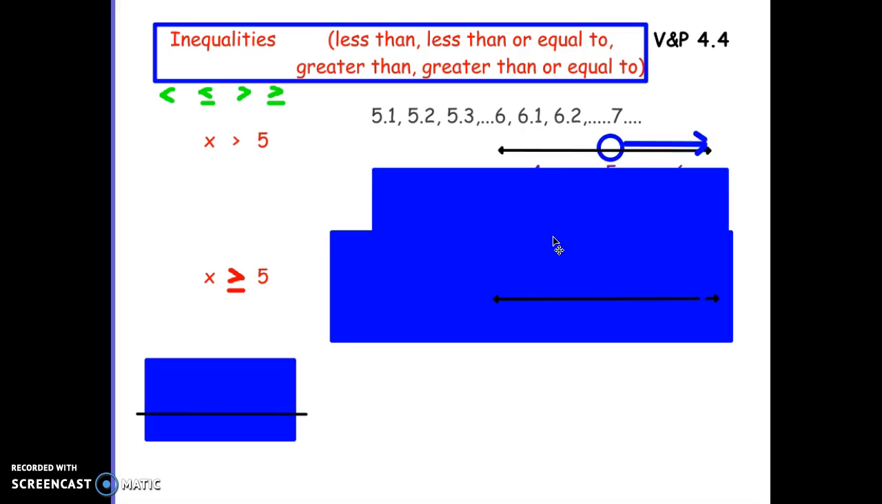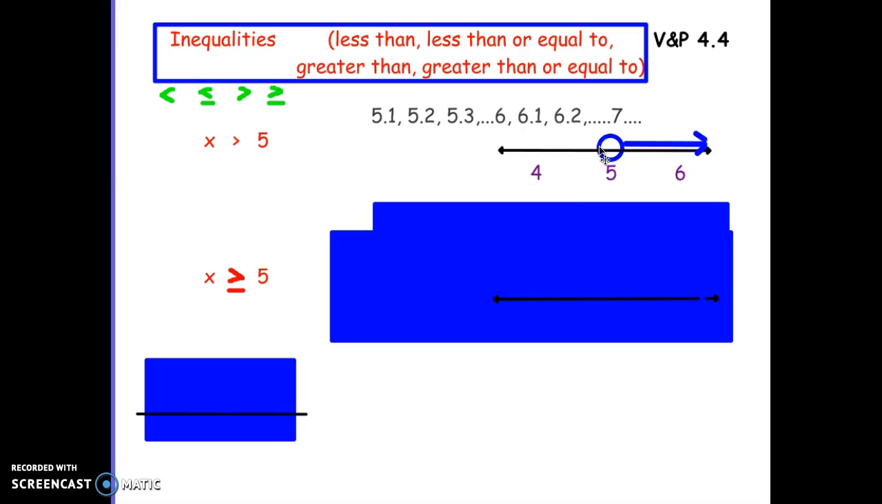It would look like this on the number line. The 5 would be an empty circle, because it can't be 5, but it can be greater than 5. So it could be anything along here, 6, and so on.